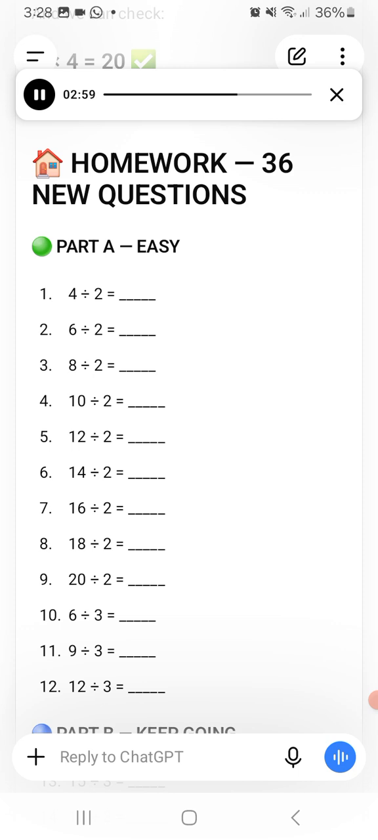10, 6 ÷ 3. 11, 9 ÷ 3. 12, 12 ÷ 3. Now, Part B, keep going. 13, 15 ÷ 3. 14, 18 ÷ 3. 15, 21 ÷ 3. 16, 24 ÷ 3.